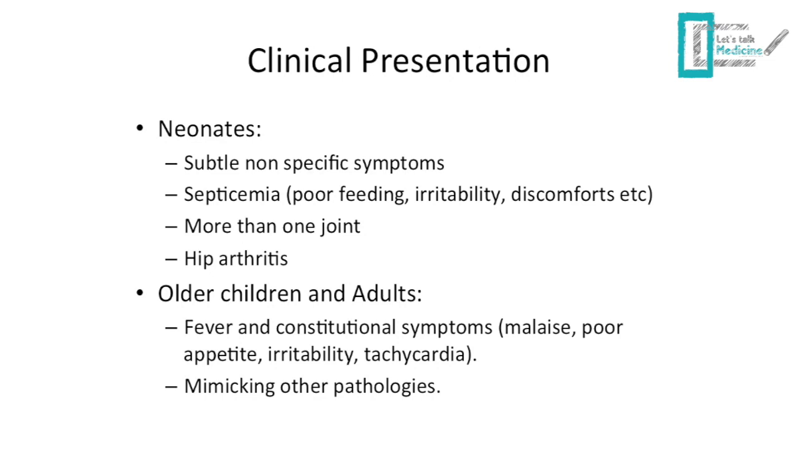In older children and adults, they usually have fever and constitutional symptoms like malaise, poor appetite, and irritability, and usually they have tachycardia. It can mimic other pathologies, for example, other types of arthritis. That's why you should ask about the family history and past medical history when you take information from the patient, and we will discuss that in the upcoming slides.